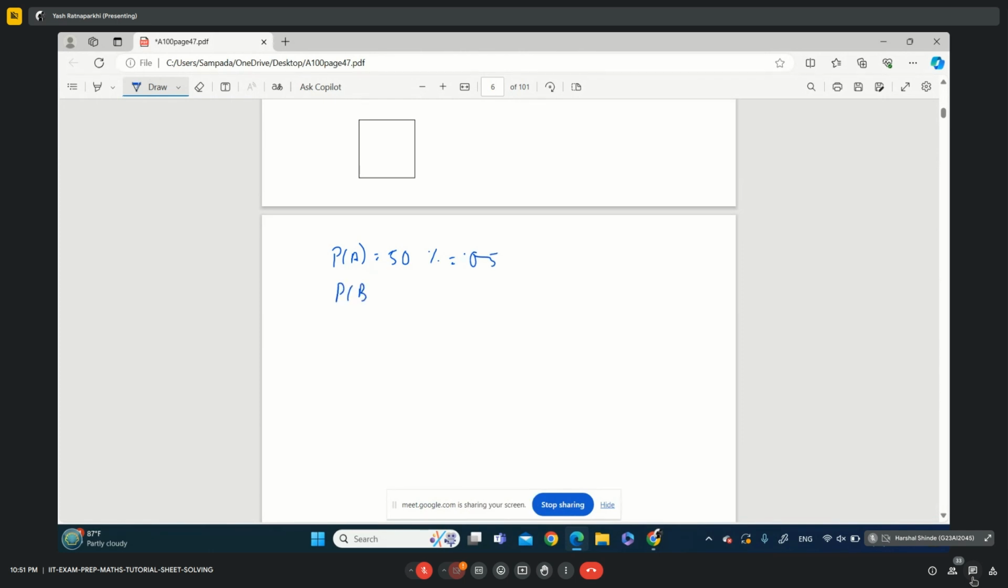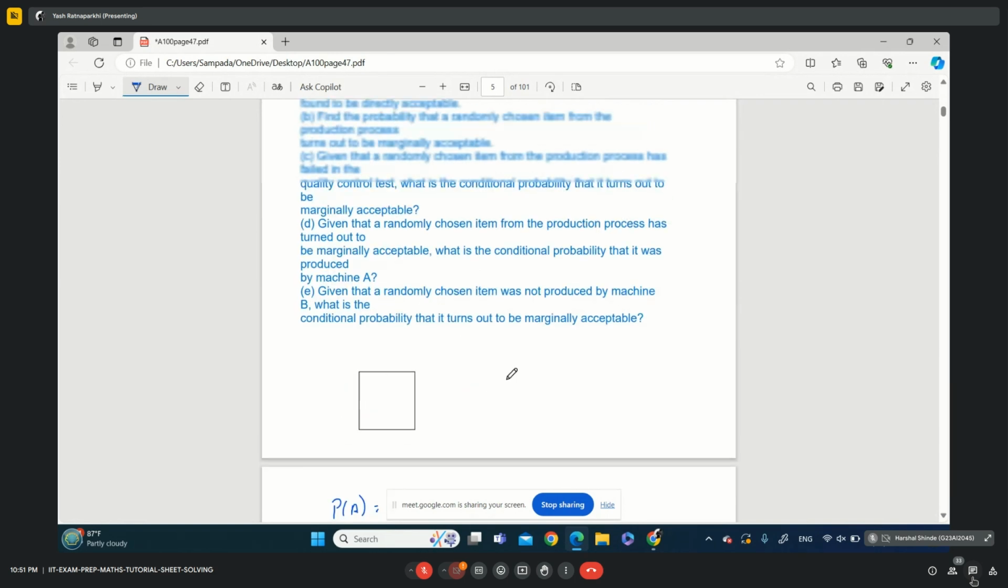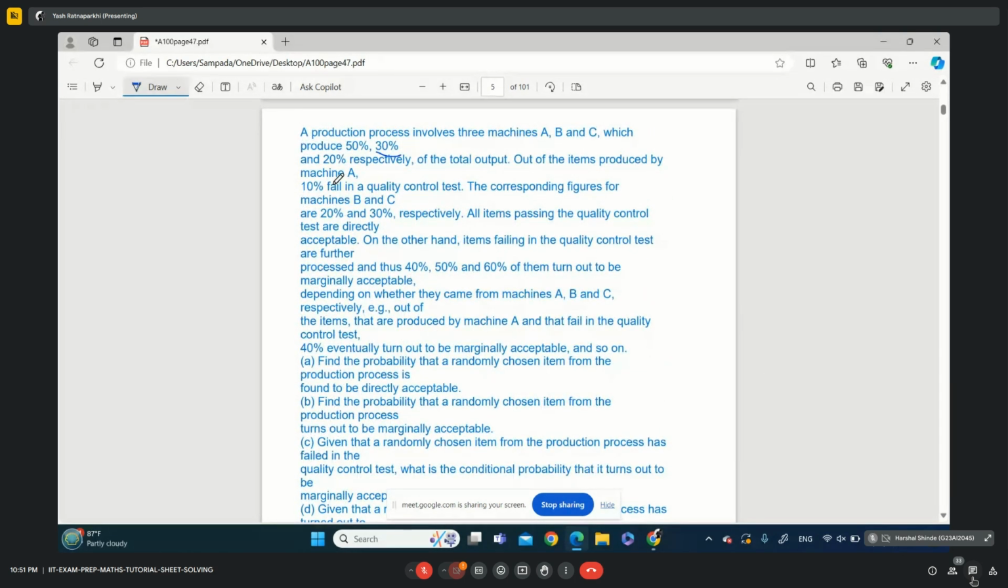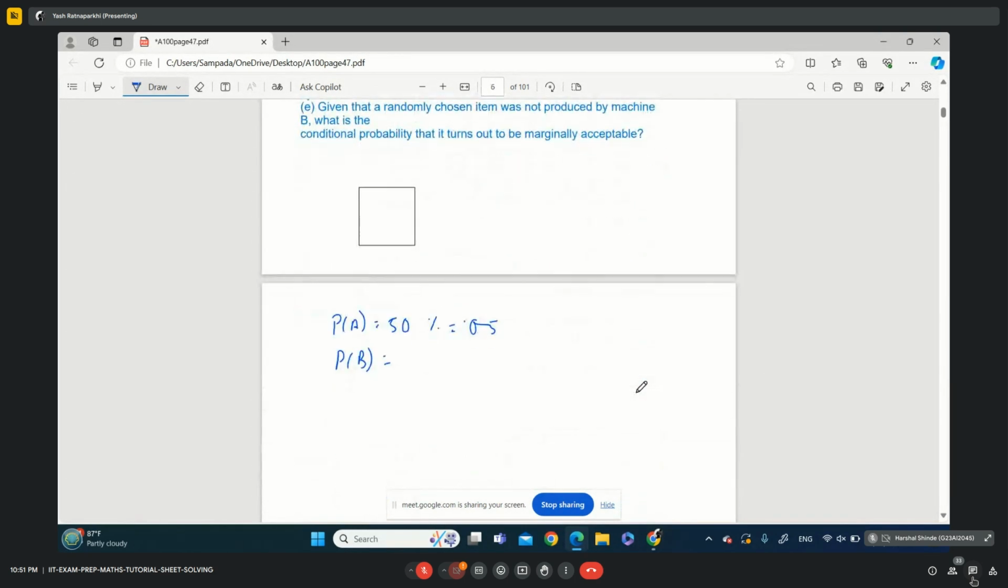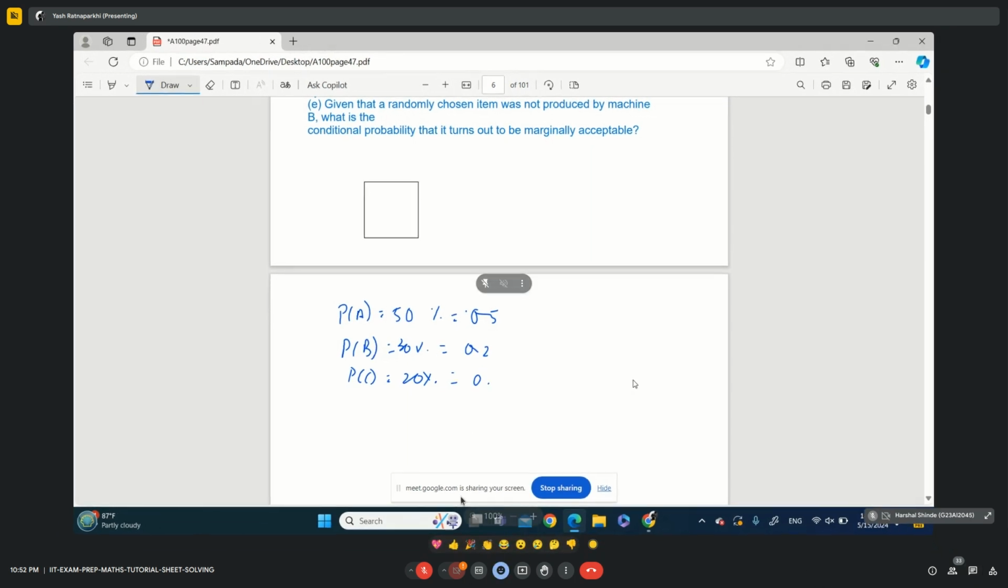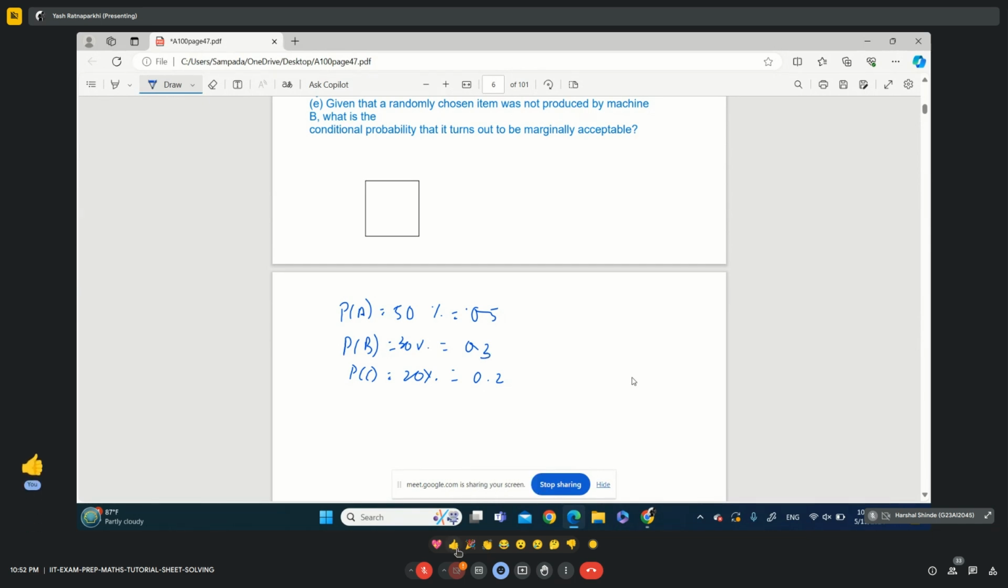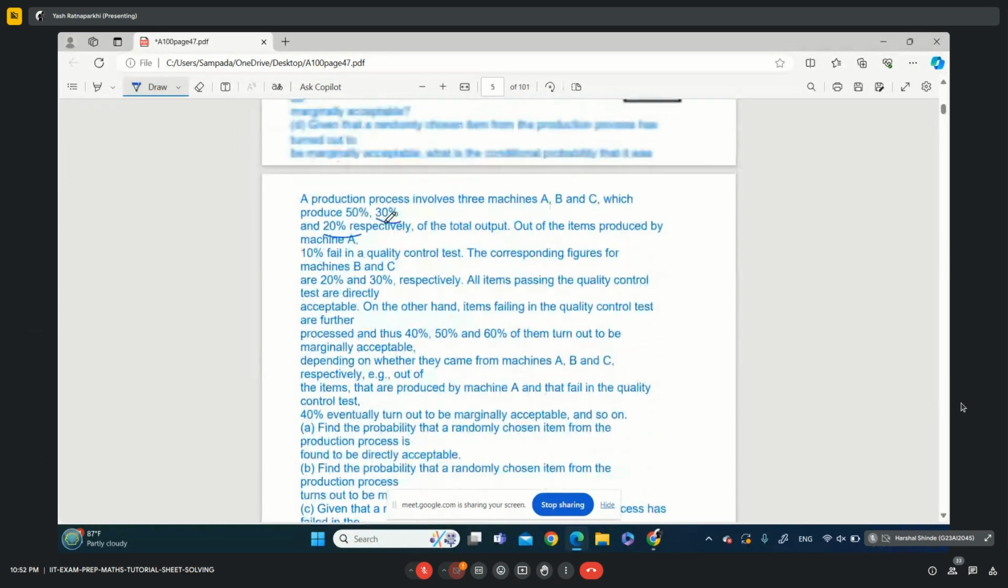Probability of B is 30% and probability of C is 20%. Guys, are you able to understand what I'm trying to make you understand? Great. So this is probability of A, B, and C that is directly given: a production process involves three machines A, B, and C which produce 50, 30, and 20% respectively out of the total output.